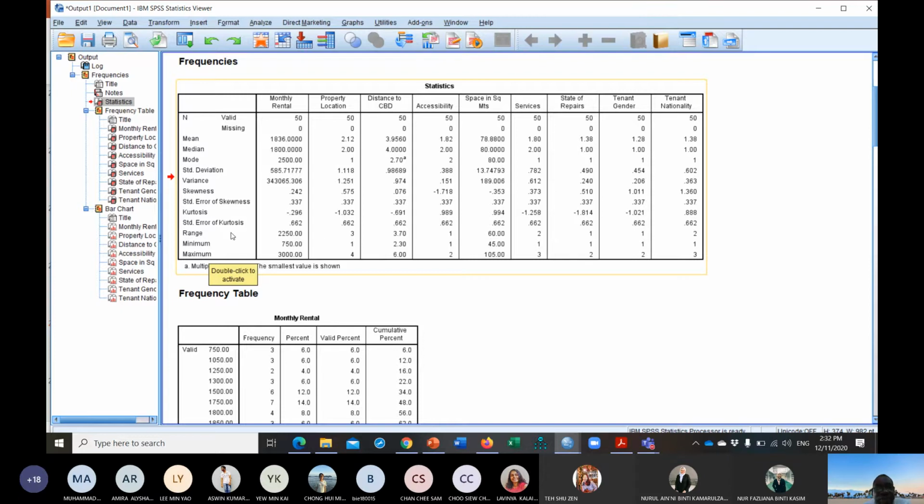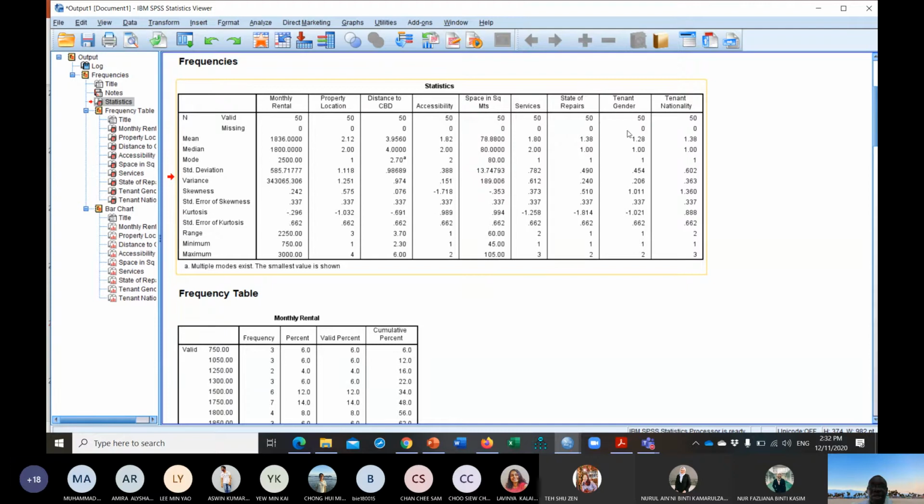Here, the range of rent is 2,250, which is the maximum minus the minimum: 3,000 minus 750. 3,000 is the maximum rent in our data. In terms of the location, the maximum is 4, from 1 to 4. When we get to the square meters, that is the size of the space, we have a range of 60, with minimum 45 and maximum 105. That is how big the space is.